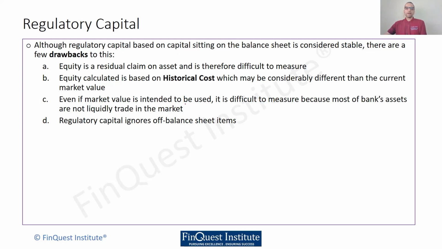Now, even if the market value is intended to be used, the problem is that most of banks' assets are illiquid in nature. So naturally, we know that whenever something is illiquid, it is very difficult to estimate the fair value for that particular asset. So even if we have to use the market value approach, it can become difficult because banks' assets are predominantly not liquidly traded in the broad market. Also, regulatory capital ignores off-balance sheet items.